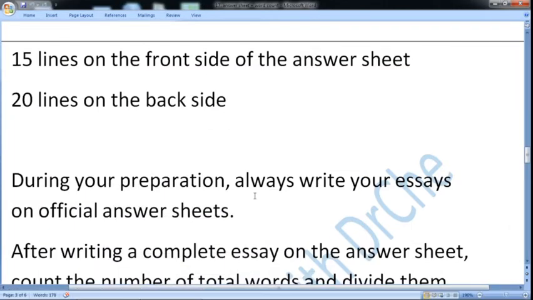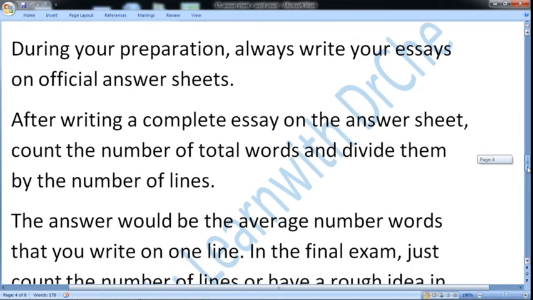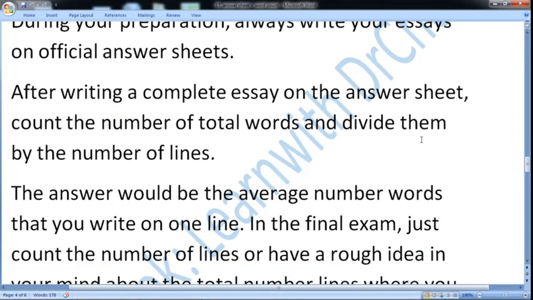After that, during your preparation, always write on your official answer sheets. That will help you to simulate your final exam, and help you to practice very well. After writing a complete essay on the answer sheet, count the number of total words and divide them by the number of lines.